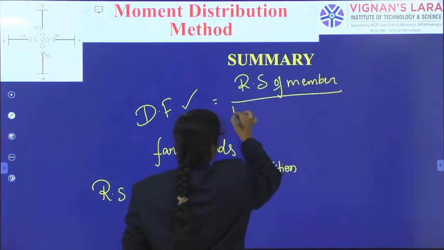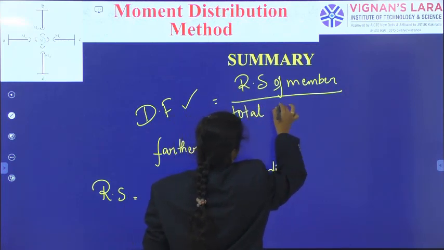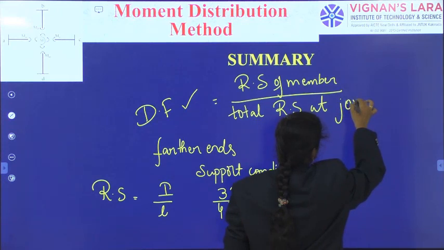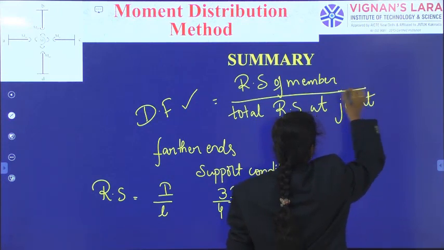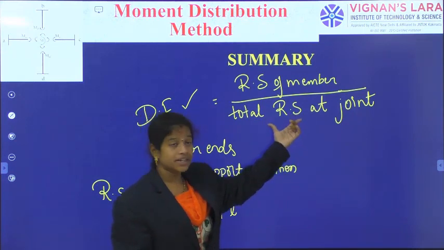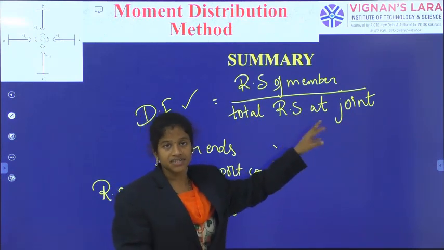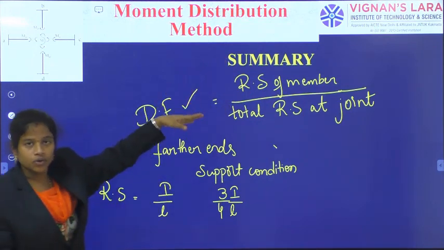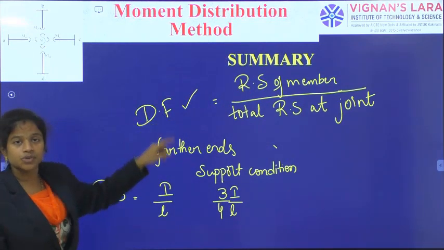by the total relative stiffness at the joint. At the joint means at B, towards A and towards C, right? So the total relative stiffness at the joint is BA plus BC, but it is for individual members. So relative stiffness by total, and the corresponding distribution factors will come.